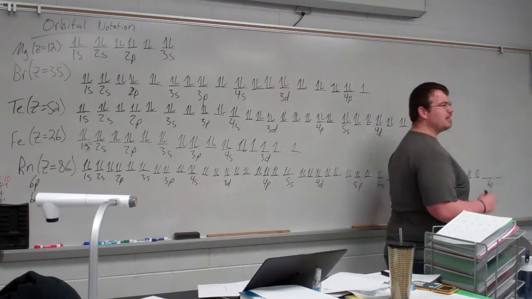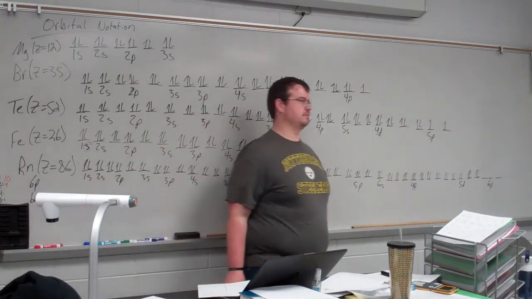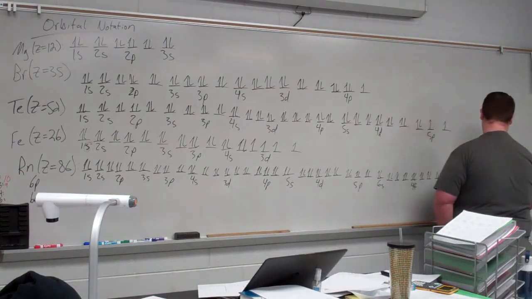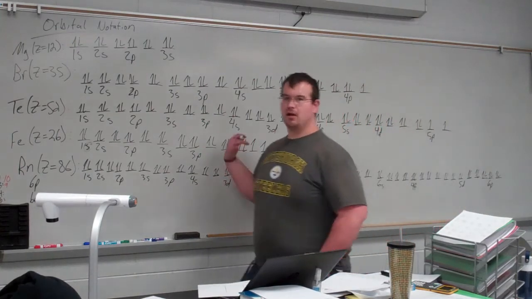All right, finally there, I made it all the way back to 6p. How many electrons shown in 6p? 6. So, 1, 2, 3, 4, 5, 6. Done. There's radon.